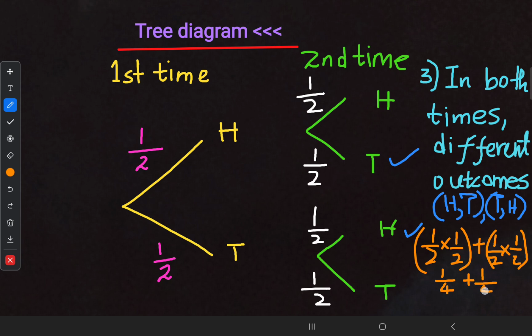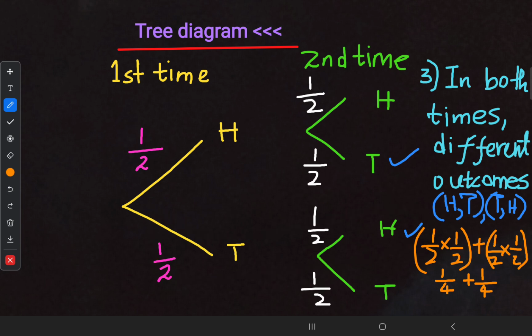Why we are adding these two? Because there are two occurrences of different outcomes in both times. First head and tail, second tail and head. Both are possible, no? So we found each event's probability separately. So this one would be 1 upon 4, and here this one also would be 1 upon 4 again.